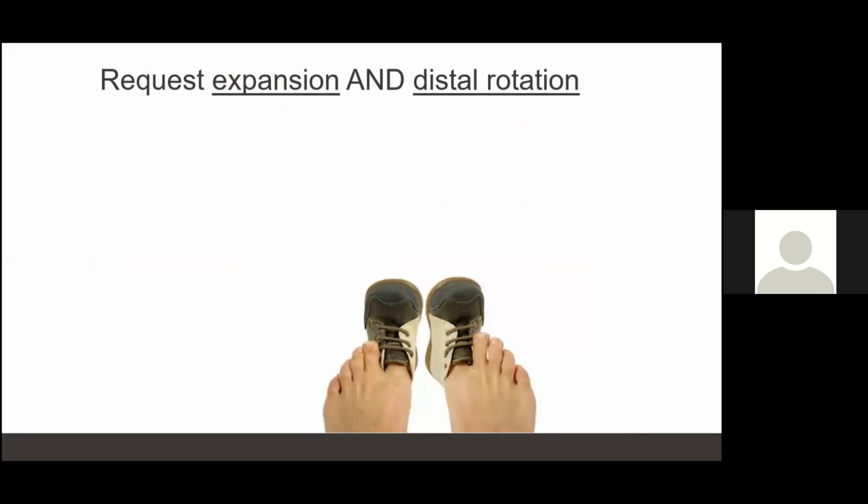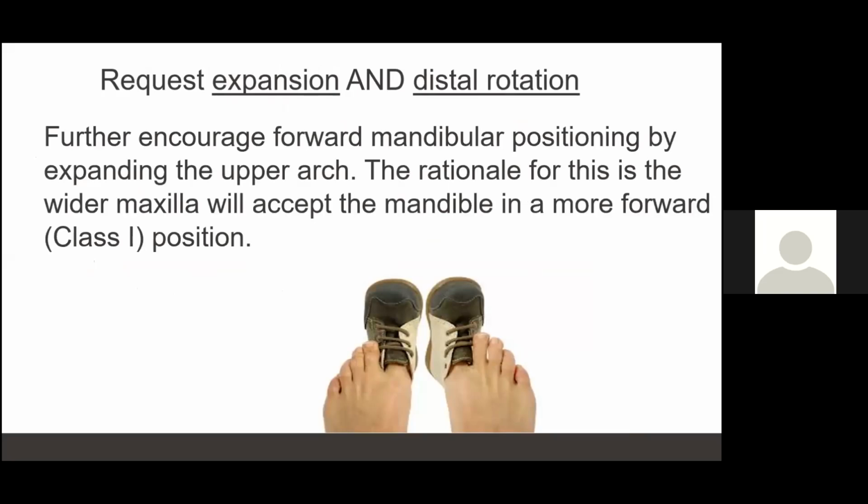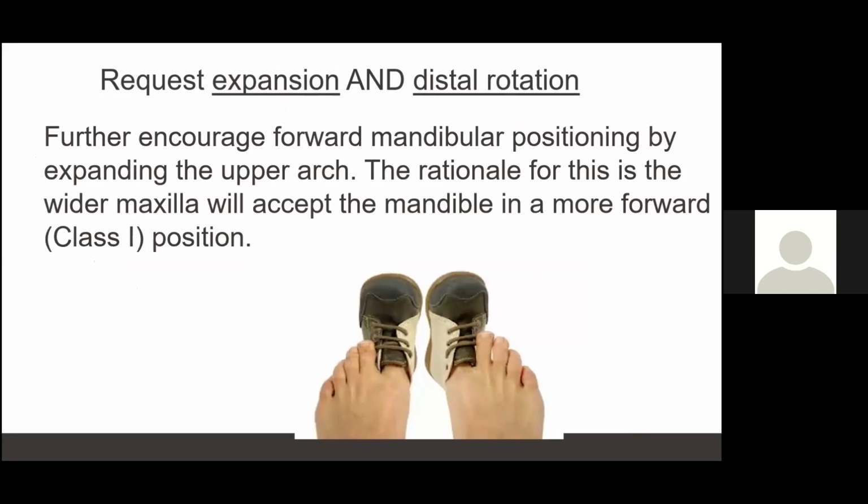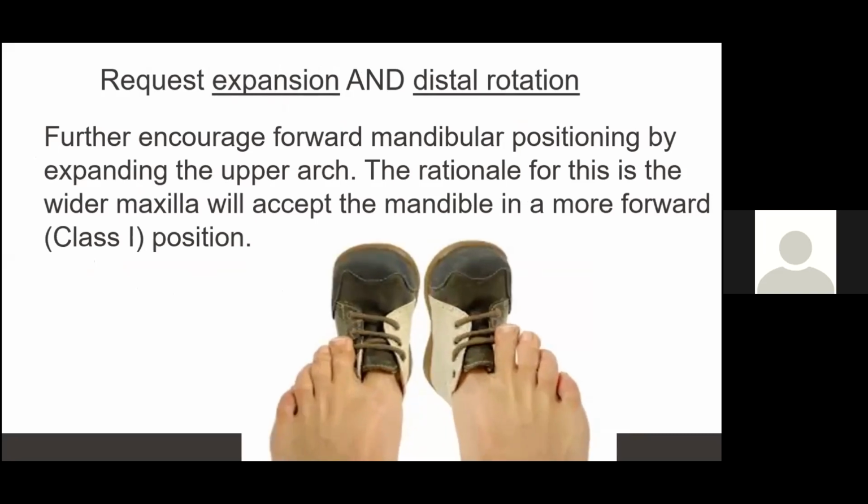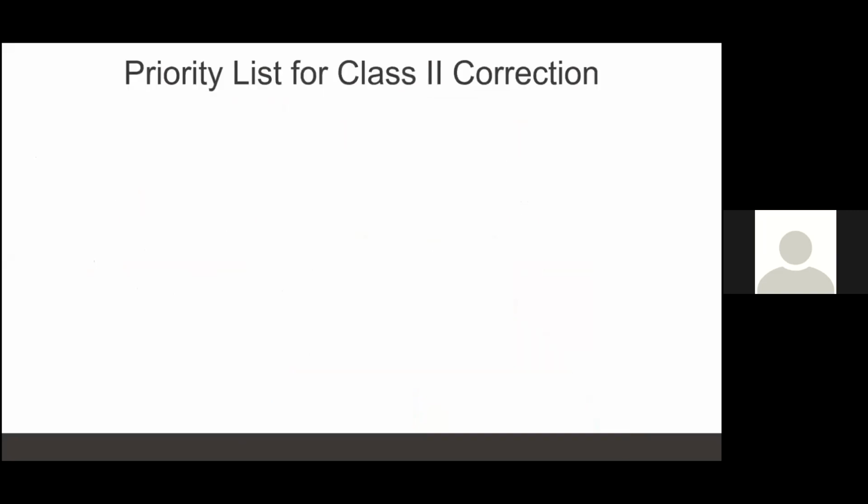Of course, the majority of our class 2s also need expansion of the maxilla. So during this distal rotation, you're also wanting enough arch coordination to allow for this whole analogy to take place, where you want the foot to fit within the shoe. If the shoe's too small, of course, the foot cannot slide forward anteriorly.